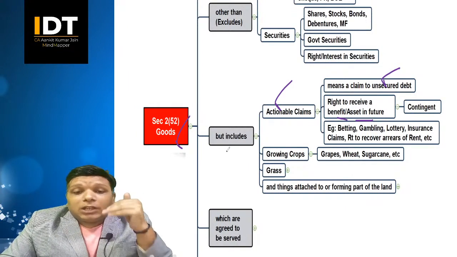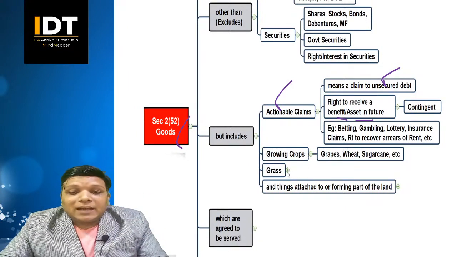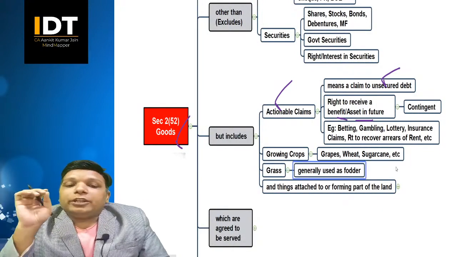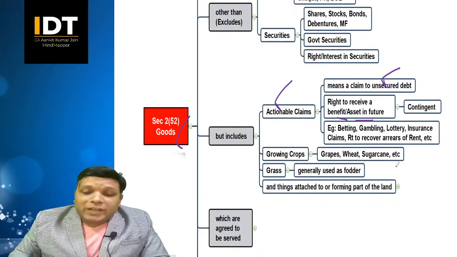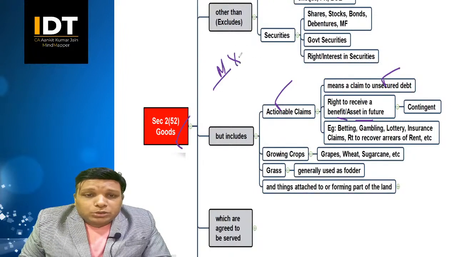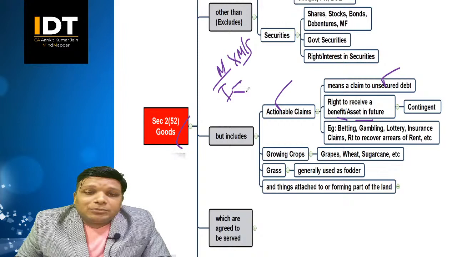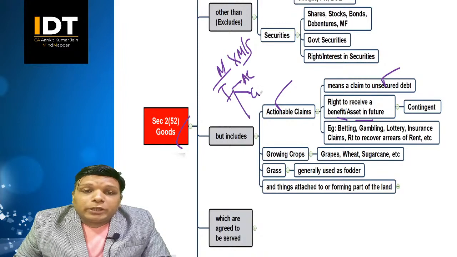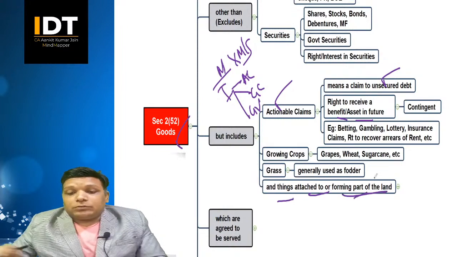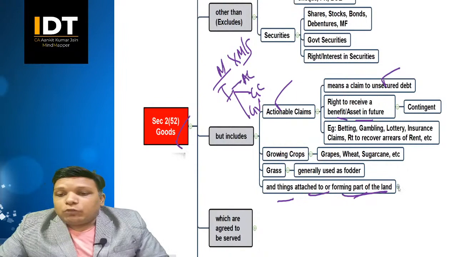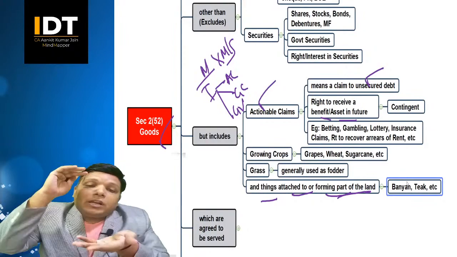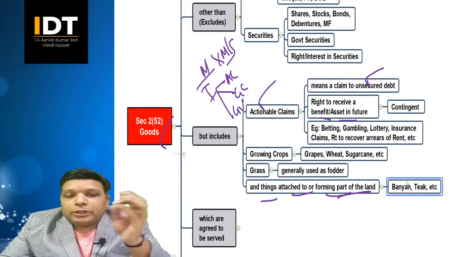Correct? Then the third thing included, being immovable, is grass, right? Grass is also attached to the land, generally used as fodder. These are also included in the definition of goods. Correct? That means what did we see under goods? First we saw movable property, and within it two exclusions, money and securities. Under immovable property we are seeing four things: actionable claims, growing crops, grass, and anything attached to the land or forming part of the land. Correct? Anything attached to the land or forming part of the land, that can be a banyan tree, teak tree, etc. Any kind of trees attached to the land, right? These are also included in the definition of goods.